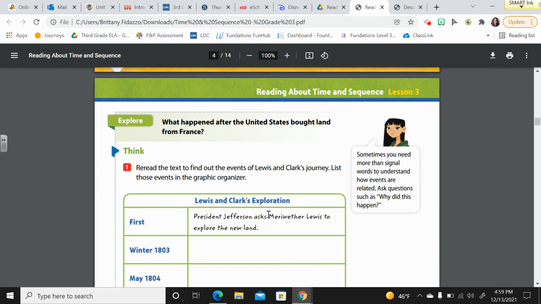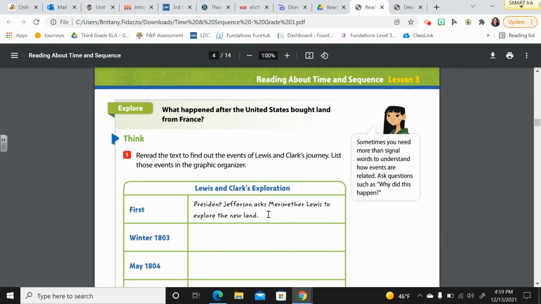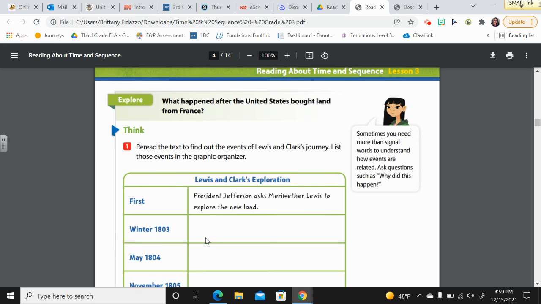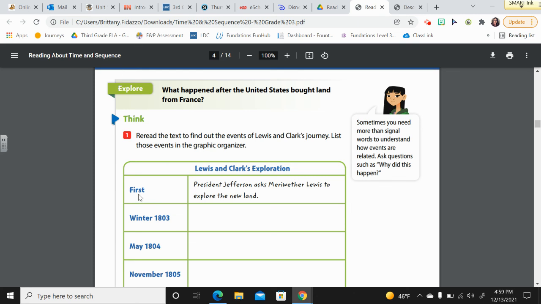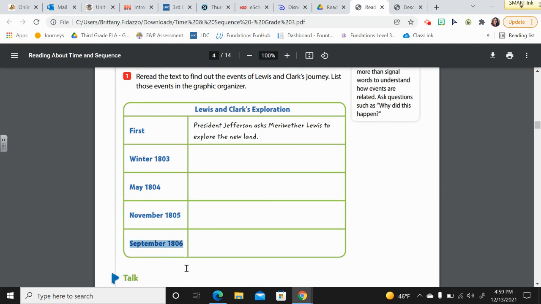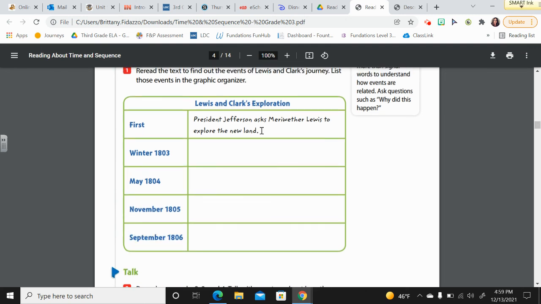All right, turn your page in your packet and let's look at this chart here. It says, reread the text to find out the events of Lewis and Clark's journey. List those events in the graphic organizer. So if you underline these key words like first, or the winter of 1803, what happened in May 1804, what happened in November 1805, and September 1806, what were the key events? They give you the first one. President Jefferson asks Meriwether Lewis to explore the new land.